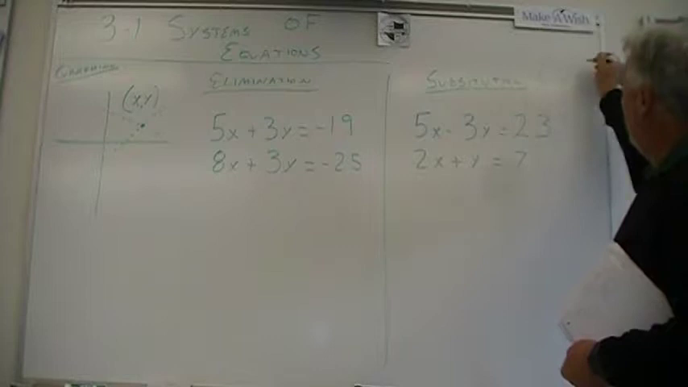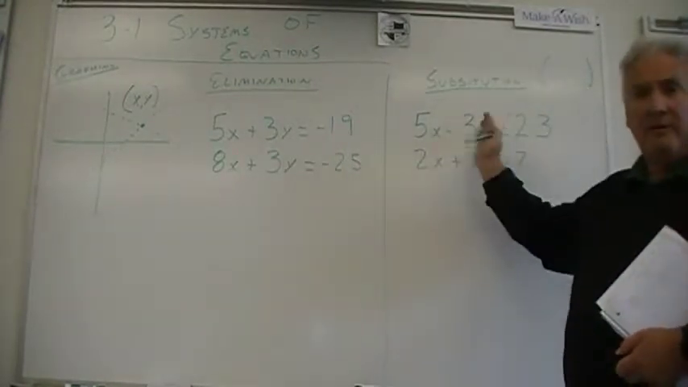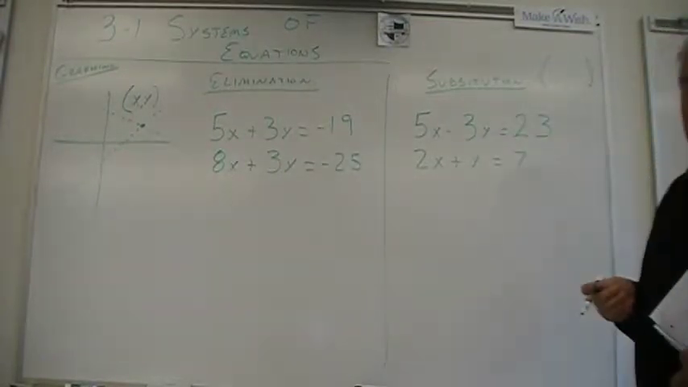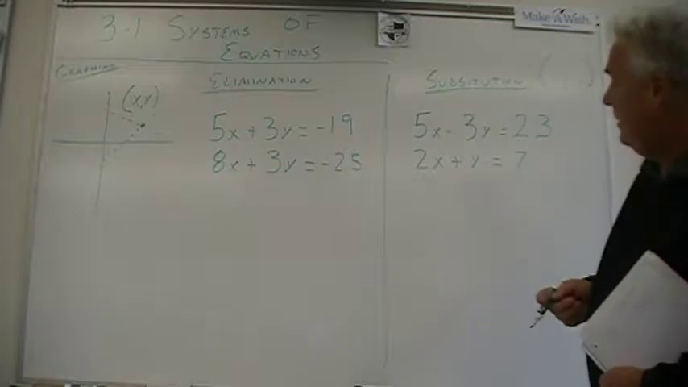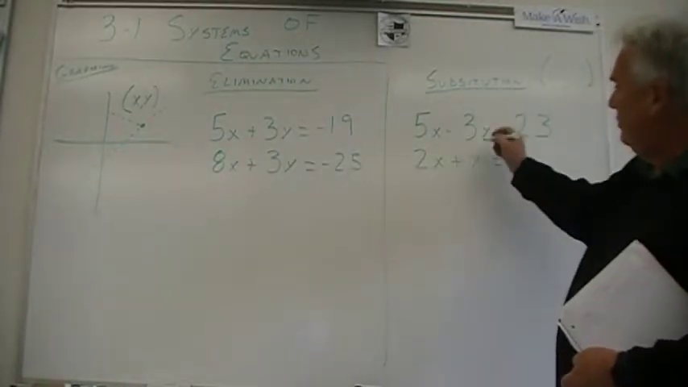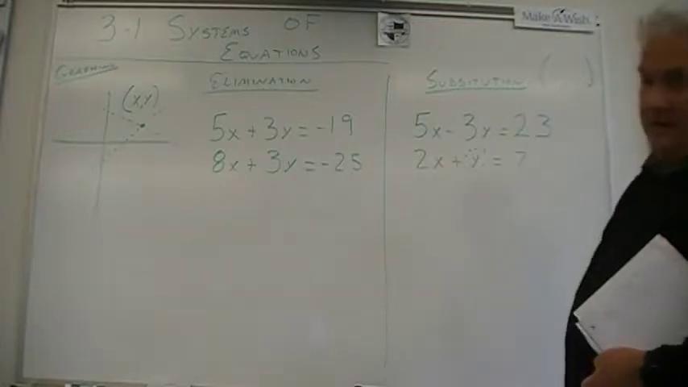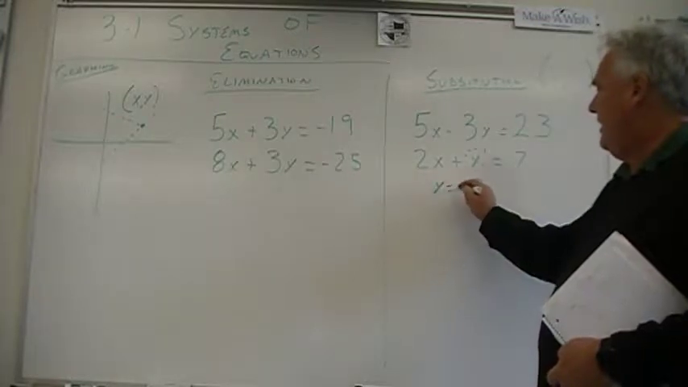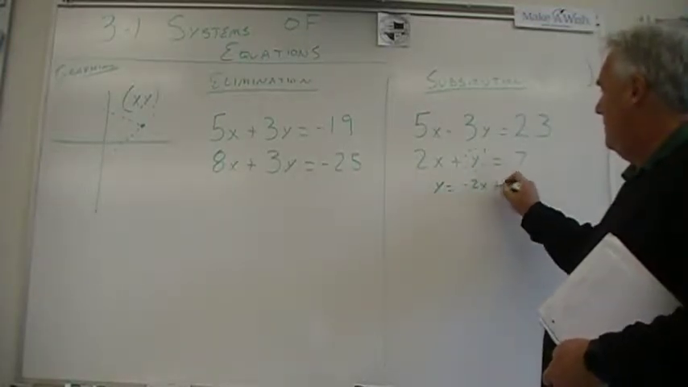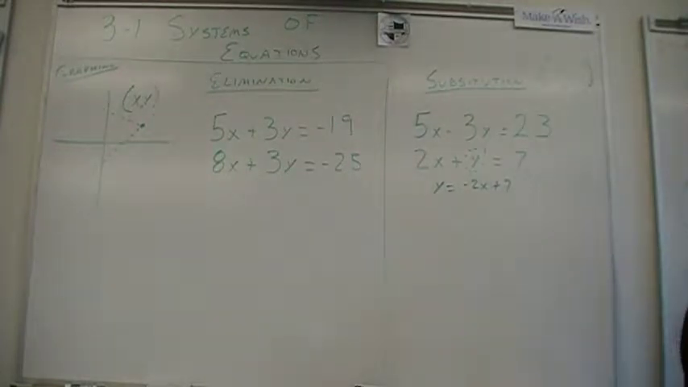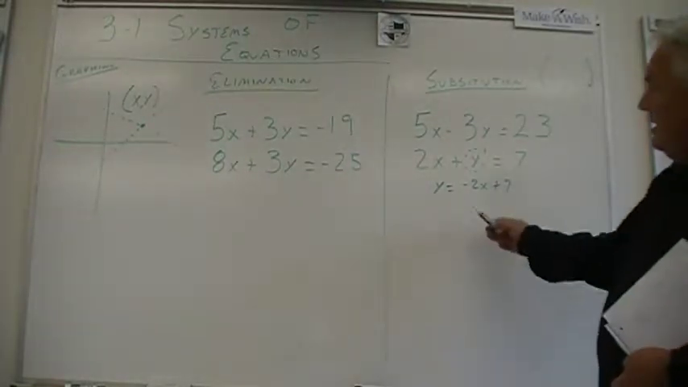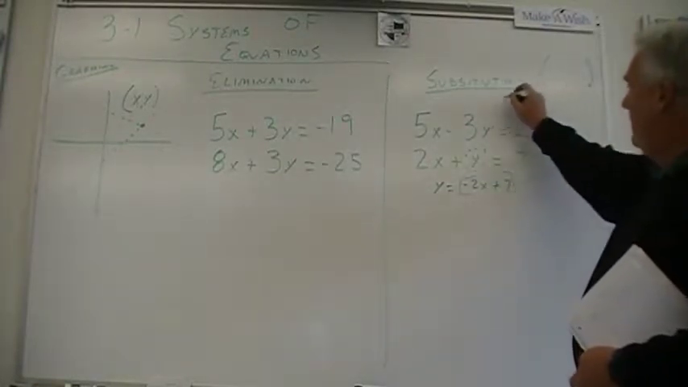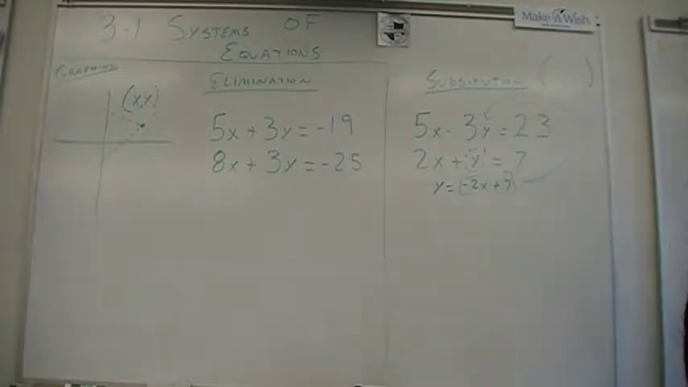So for substitution, here are the two equations. Our answer will be a point that makes both of these statements true, so that when we plug x and y in for both of these, they'll make a true statement. The key to substitution is having one of the variables by itself. And that's this one, because we could change this around. Make that equation y equals negative 2x plus 7. Now, if y equals this, what you can do is take that and substitute it in for that y.